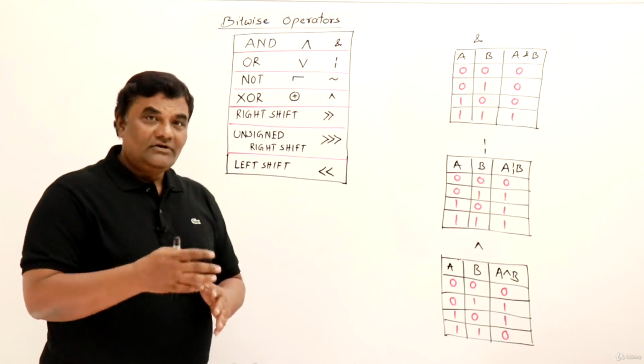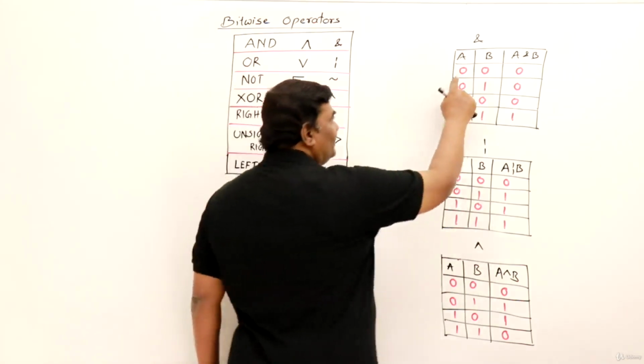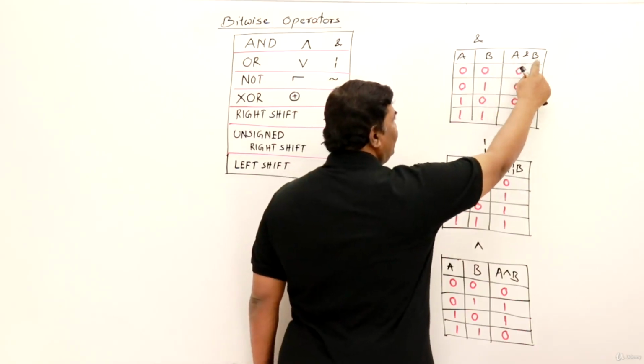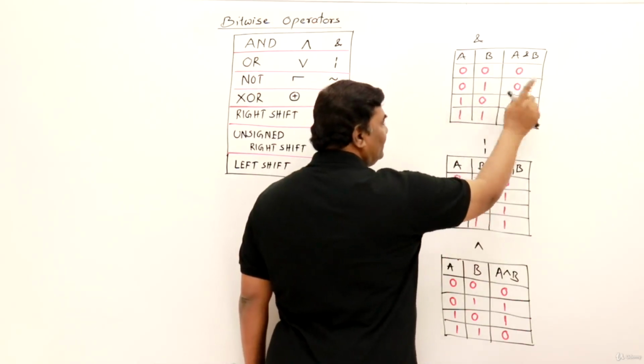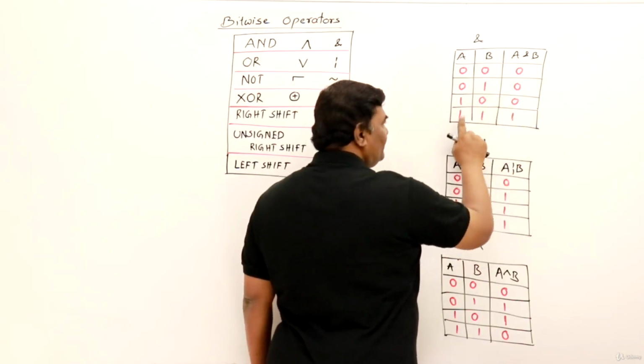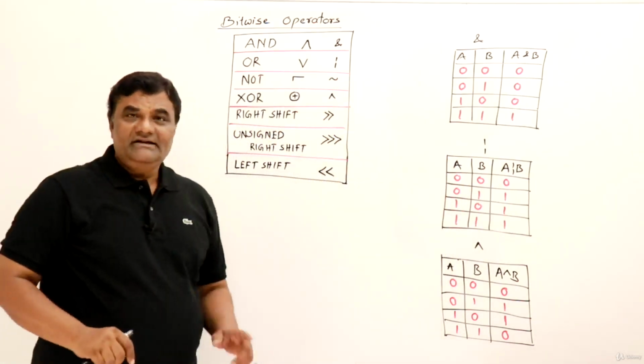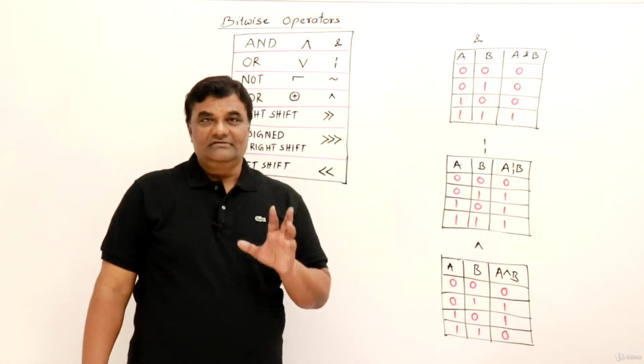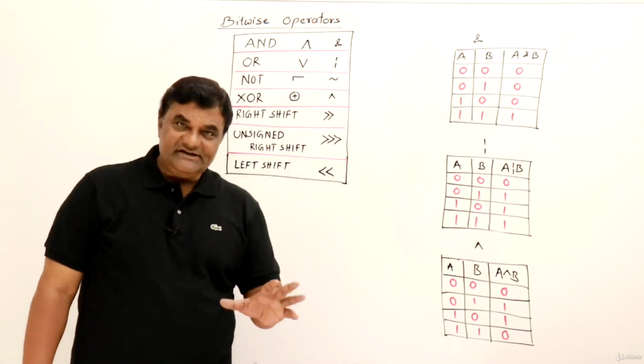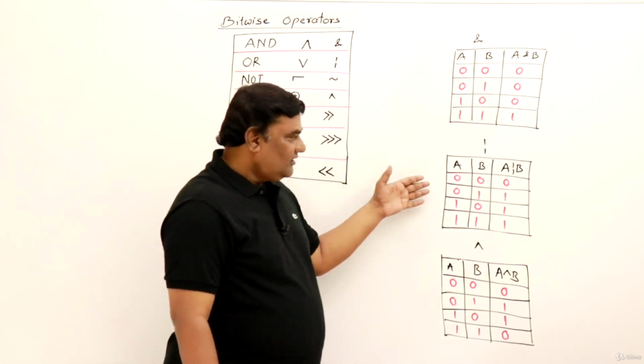Then let us see how AND works. Both are 0: A AND B is 0. 0 and 1 is also 0. 1 and 0 is also 0. 1 and 1 is 1. So it means AND will give the result 1 only if both the bits are 1. Otherwise it is 0.